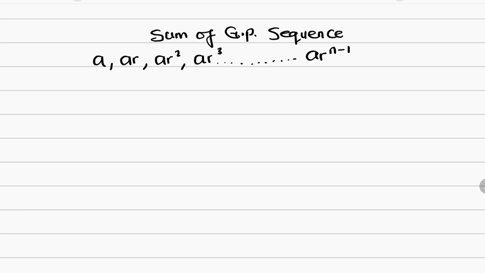So series means to add these terms together. So let's see how we can add them. The sum of these terms, which is denoted by Sn, is equal to the first term plus the second term plus the third term plus the fourth term plus, in that order, up to the last term.